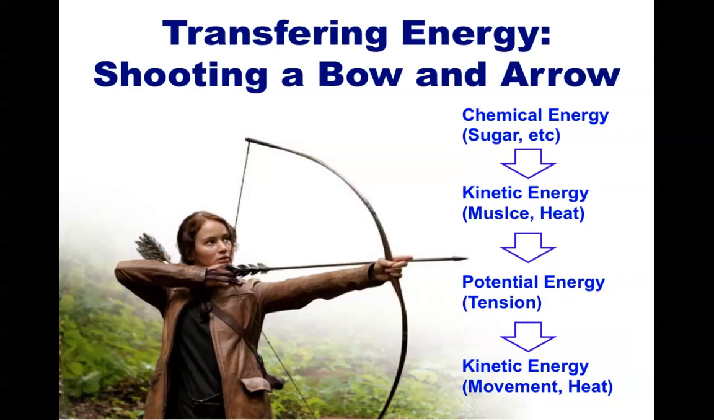The food we eat is made of molecules with chemical bonds. These bonds represent potential energy, which our skeletal muscles can use and convert into kinetic energy to move our arms. Some heat is lost during this transformation step.